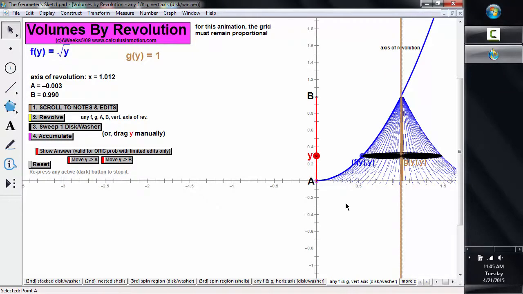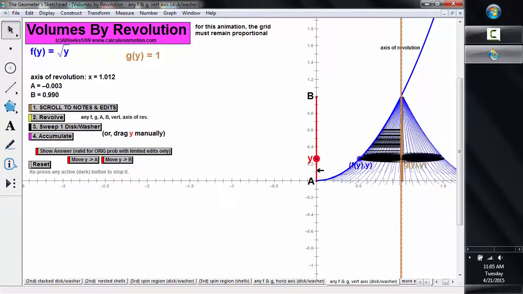Again, since we're going about the line x equals 1, which is a vertical line, we need to solve everything in terms of x. So I solved y equals x squared and got x equals the square root of y. And x equals 1. So here's your function and your vertical line. You're revolving this area around the line x equals 1 between the x-axis, which is y equals 0, and where they intersect, which is at the point (1, 1). So we're going from 0 to 1 along the y-axis.